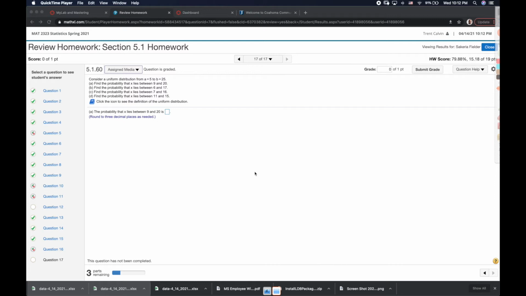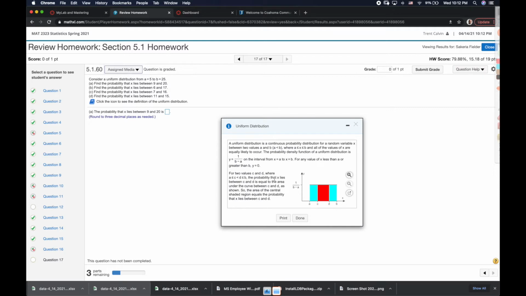The uniform distribution from A equals 5 to B equals 25. Part A says find the probability that X lies between 9 and 20. So basically, I'm going to use the definition we just did in the previous problem. My height, or my length, is 1 over B minus A. My width is going to be the distance between C and D.